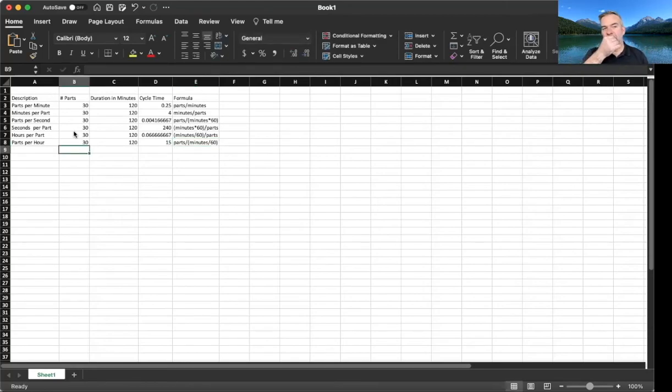So that's how you calculate a bunch of different cycle times using different units of measure. You could do something similar if the duration wasn't in minutes and it was in seconds. You just have to convert minutes to seconds and seconds to minutes and minutes to hours or seconds to hours, whatever you want to do. And you can play around with the spreadsheet too and change the number of parts or number of minutes to really figure out how it affects your overall cycle time. So that is our cycle time tutorial using Excel.